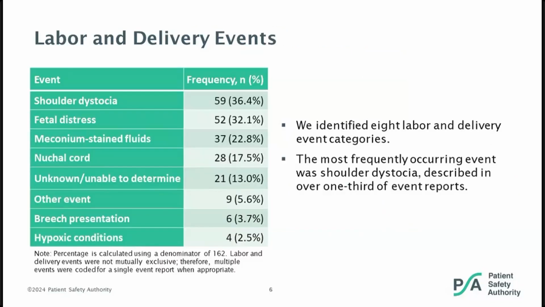We identified 8 labor and delivery event categories. You can see them in the table on this slide. And the most frequently occurring event was shoulder dystocia, described in over 1/3 of the event reports. And you can see that at the top of the table there.